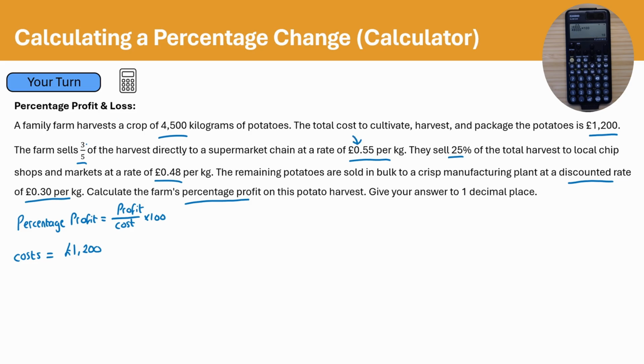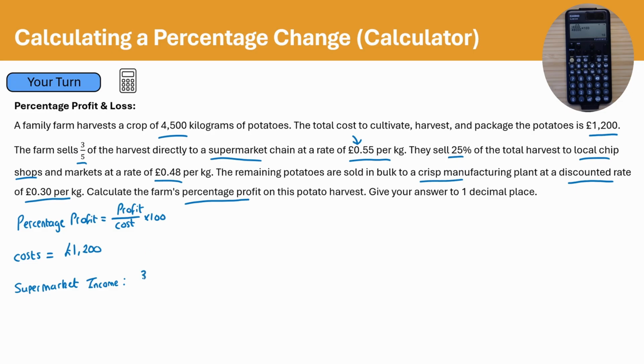Let's then look at our income. So the farm sells 3/5 to a supermarket chain. So supermarket's one source of income. Local chip shops and markets are another source. And the remaining potatoes are sold in bulk to a crisp manufacturing plant. So 3 different sources of income. Let's look at the supermarket income first. So the supermarket income, let's have a read of that.